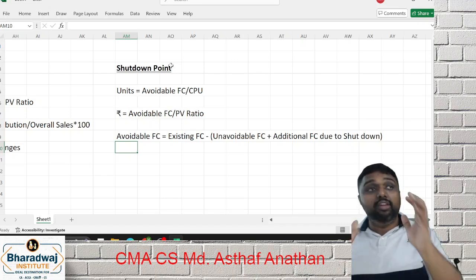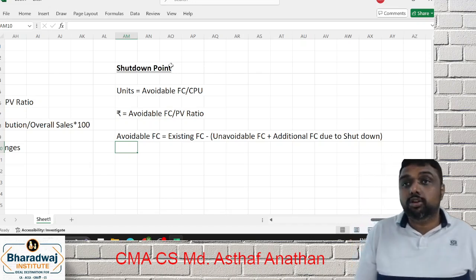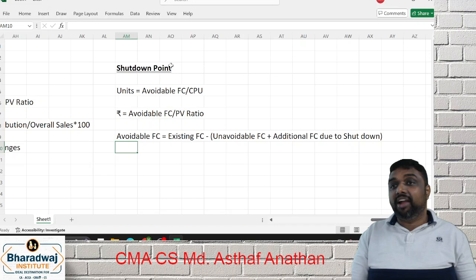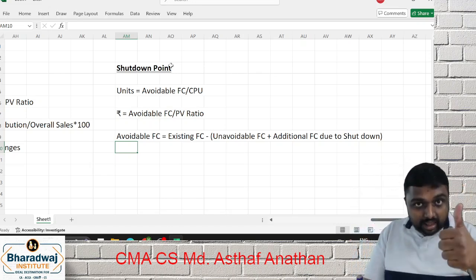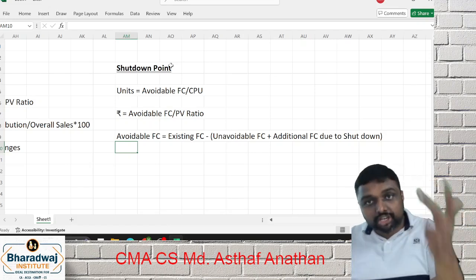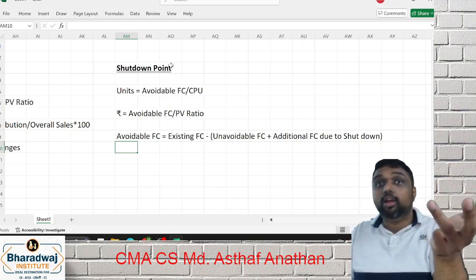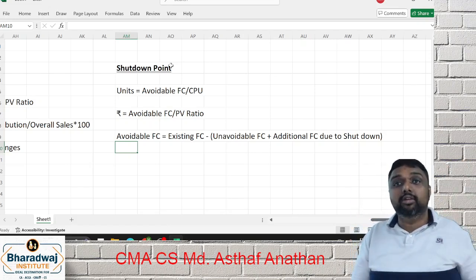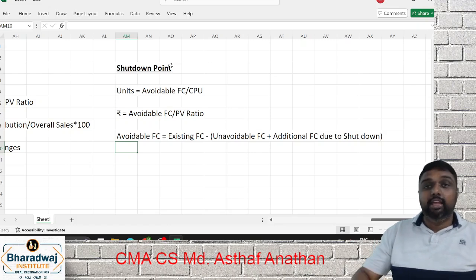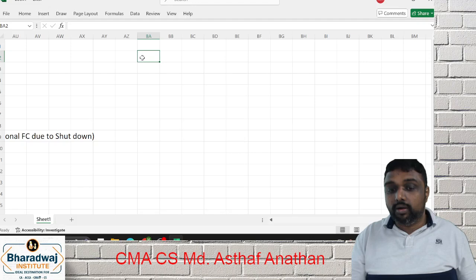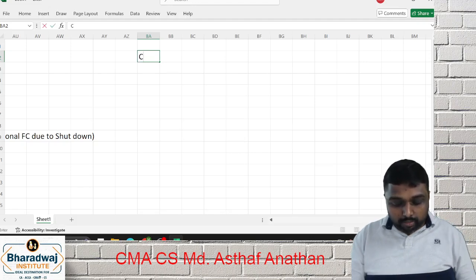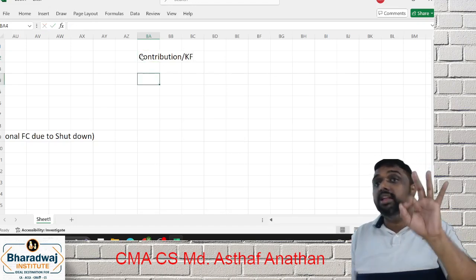After this, we had a very good discussion on a separate area called key factor analysis. The key factor can be material, labor, machine hour, raw material cost, or even land. We did a problem on land. If there is a key factor, step one is to calculate contribution per key factor.